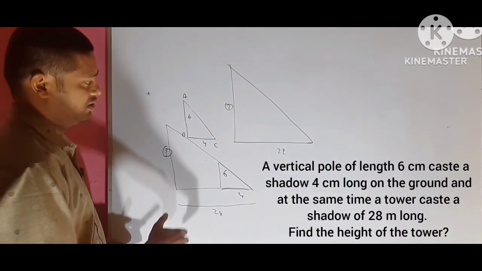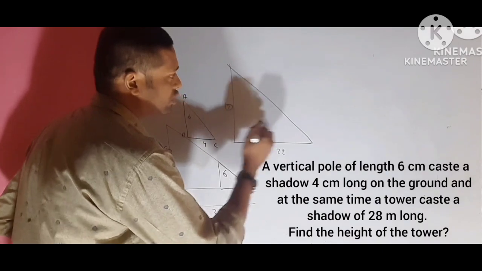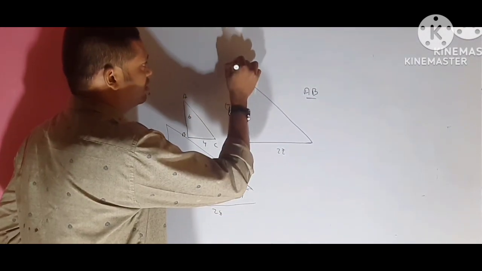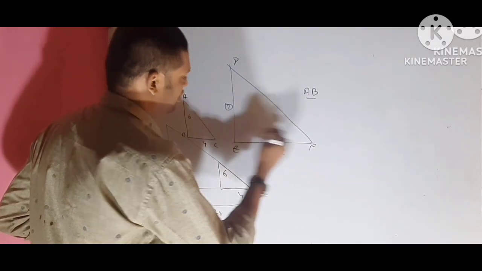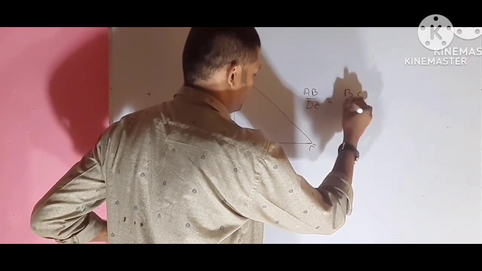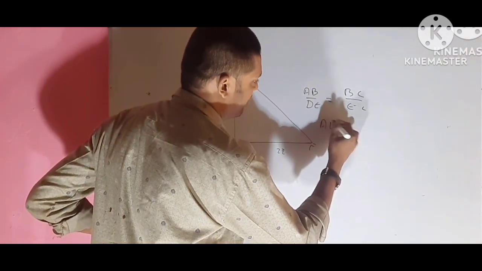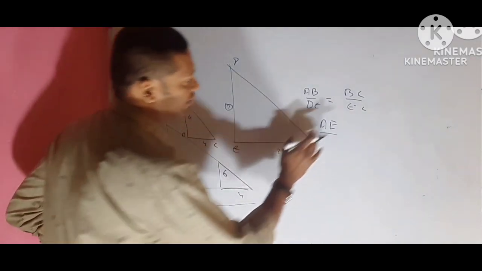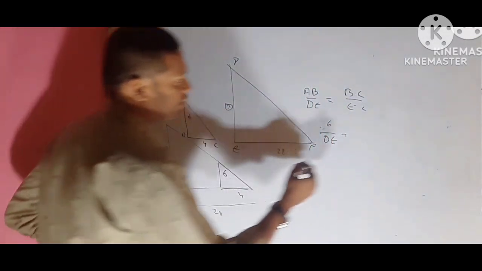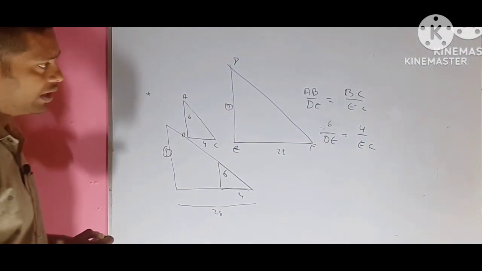to get the answer. So for example, I have this one, I have proved them. So now the next step is, according to this one, it will be AB by DE equal to BC by EC. AB I have to find out, so AB by DE, 6 is there. So DE equal to BC I am having, yes, I am having 4 by EC I have to find out.